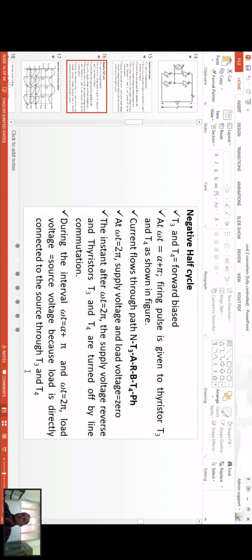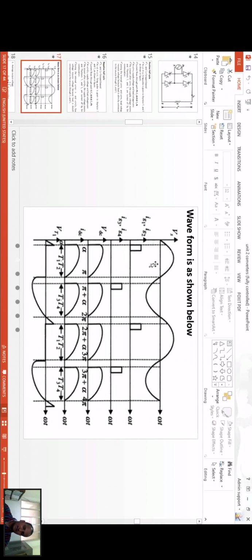So connected to the source through T3 and T4. So this is the waveform. Please look at this waveform. In this case, during the positive half cycle, thyristors T1 and T2 are fired. That's why we get gate currents IG1 and IG2. So this is the firing during the positive half cycle.